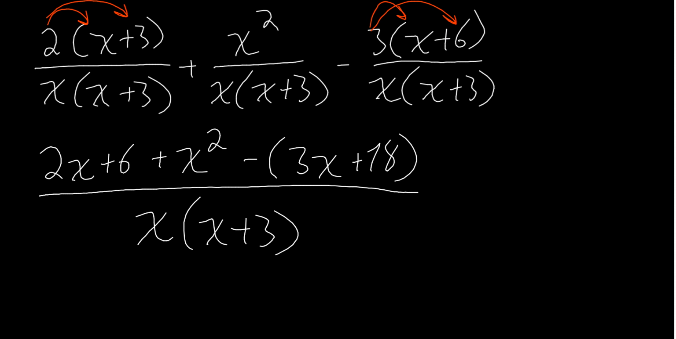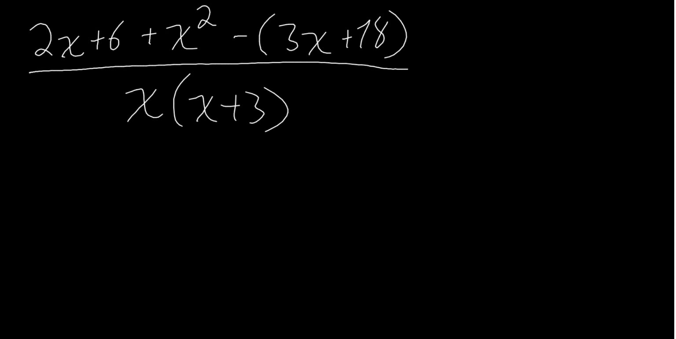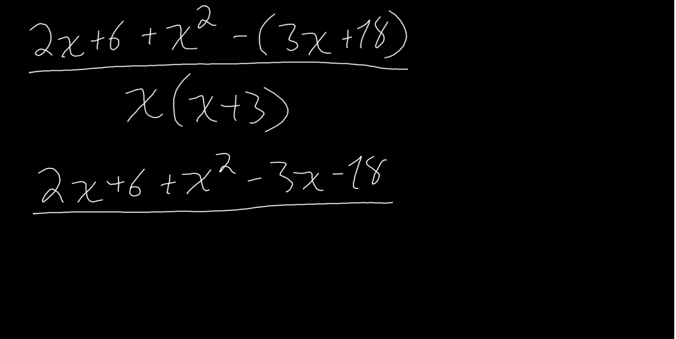Okay, now we'll keep that there actually. Same thing we did on the previous example. So we'll have a 2x plus 6 plus x squared minus 3x minus 18 all over x plus 3. All right, and then we're going to rewrite this. Let's write it in descending form.